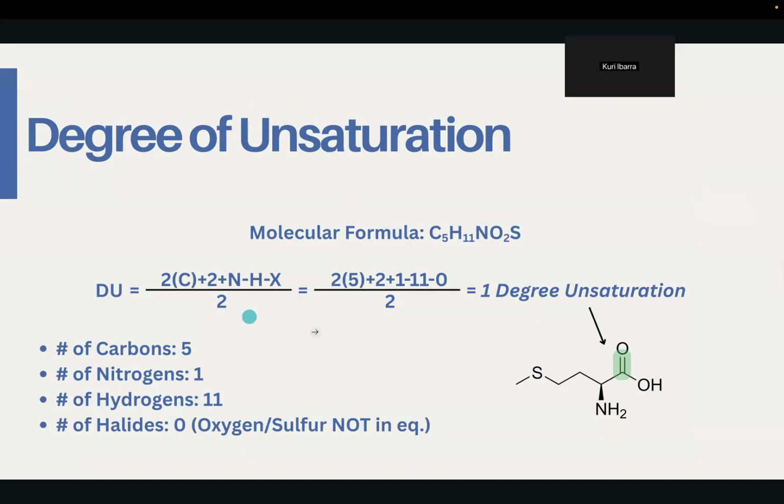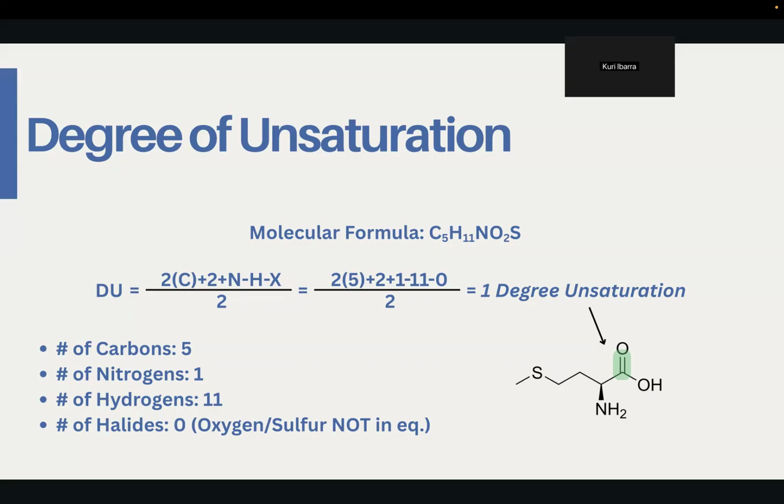In calculating the degree of saturation, the equation helps determine how many double bonds or rings are in the molecule using the molecular formula of methionine. The molecular formula of C5H11NO2S helped plug in all the numbers into the equation.